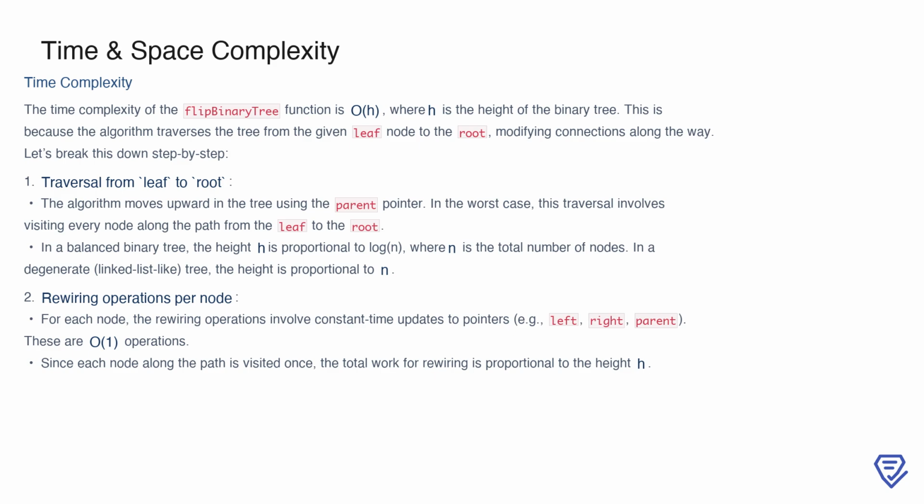For a balanced binary tree, the height h is proportional to log n, where n is the total number of nodes. However, in the case of a degenerate tree, which is similar to a linked list, the height becomes proportional to n. Next, we examine the rewiring operations. At each node, the process involves constant time pointer updates, such as modifying the left, right, and parent pointers. These operations are O(1) for each node. Since every node along the path is visited just once, the total time spent on rewiring is directly proportional to the height h of the tree.